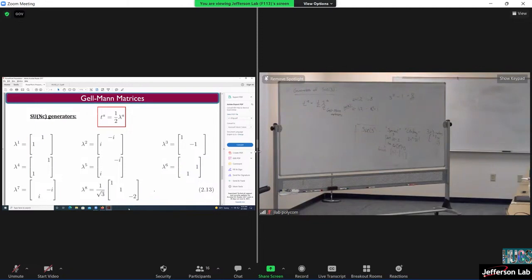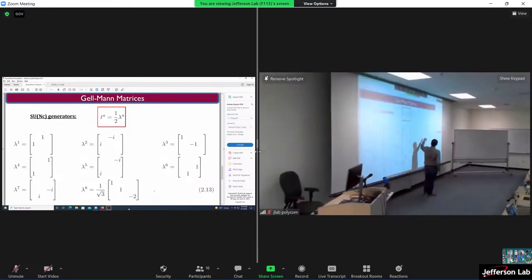So lambda 1 is this off diagonal 1, 1. Lambda 2 is this off diagonal i, minus i. Lambda 3 is this on diagonal 1, minus 1. And if I scratch my head and stare at that for a second, I know exactly what those matrices are. What are they? The Pauli matrices. The Gell-Mann matrices are nothing but a generalization of the Pauli matrices.